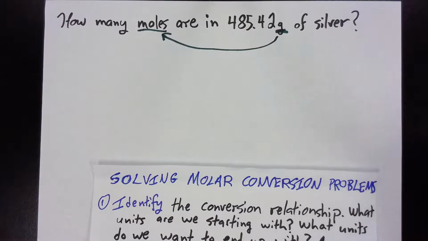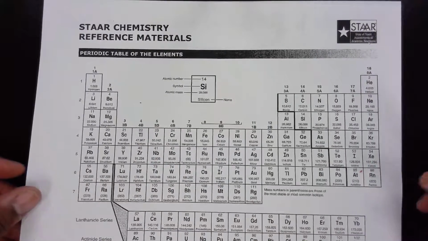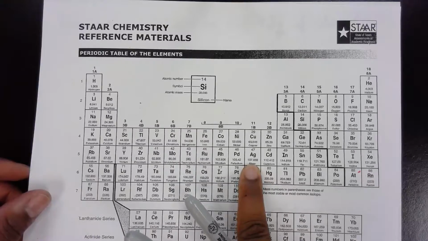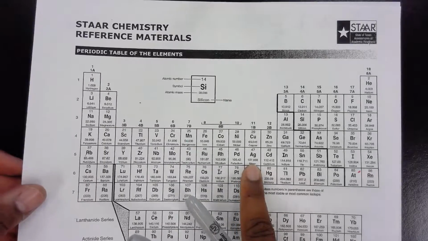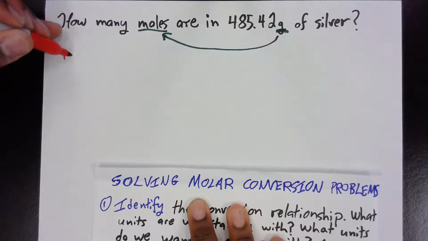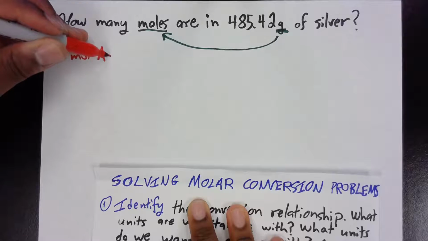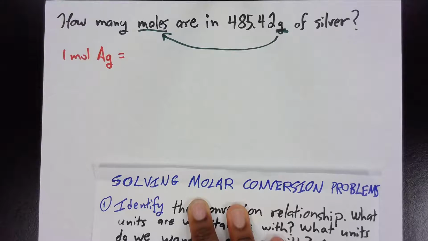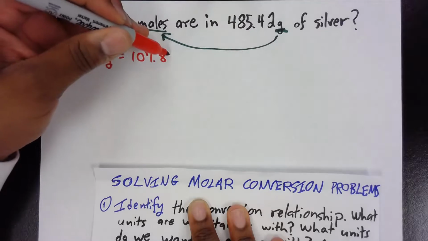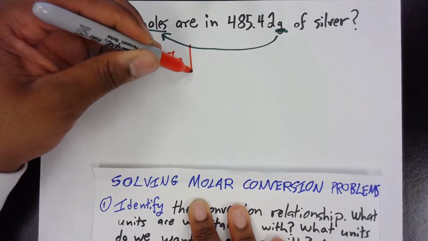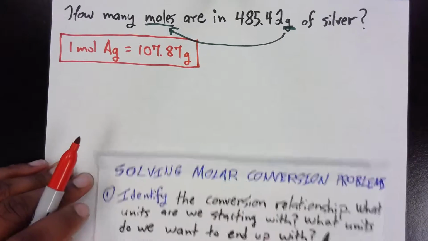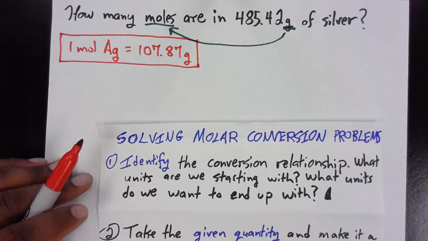Well, we can find that from the periodic table. And finding silver, Ag, we see that 1 mole of silver contains 107.87 grams. So I'm going to go ahead and write that down. 1 mole of silver, and the symbol for silver is Ag, is going to be 107.87 grams. And I'm going to box that because that's very important. That is our first step, identifying the conversion relationship.